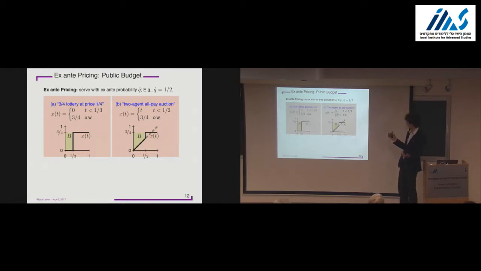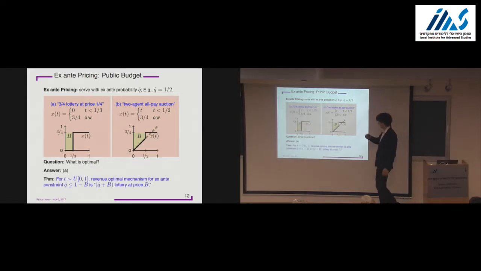They both serve with ex ante probability exactly 1/2. Notice if I have two players, one of them wins half the time, so that's ex ante probability 1/2 that player 1 wins. That was my constraint. So both of these have ex ante probability 1/2 of winning. Which one is better? That's my question. The ex ante pricing problem is what's optimal? I gave you examples, but which is better and what's optimal? Any guesses? Oh, it's half versus. So the answer is A is better.